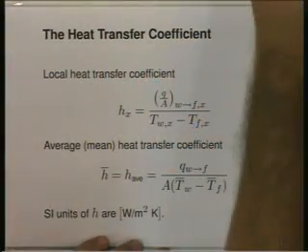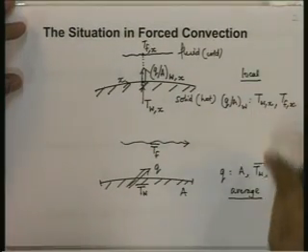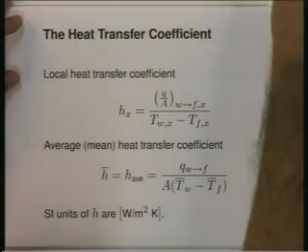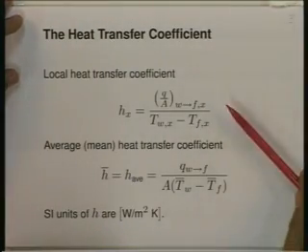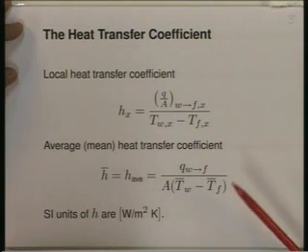We have already seen in the introductory lectures that whenever there is a process of convection, a solid exposed to a fluid and heat transfer from the solid to the fluid by convection, we define a parameter known as the heat transfer coefficient. Considering the two situations which we looked at just now, the local situation and the average situation, we can define the local heat transfer coefficient and the average or the mean heat transfer coefficient.